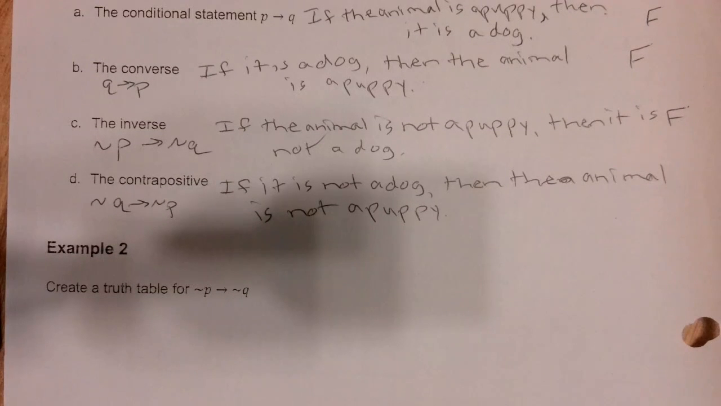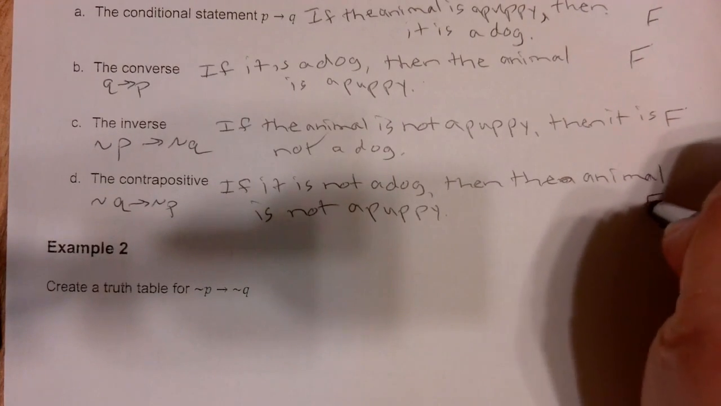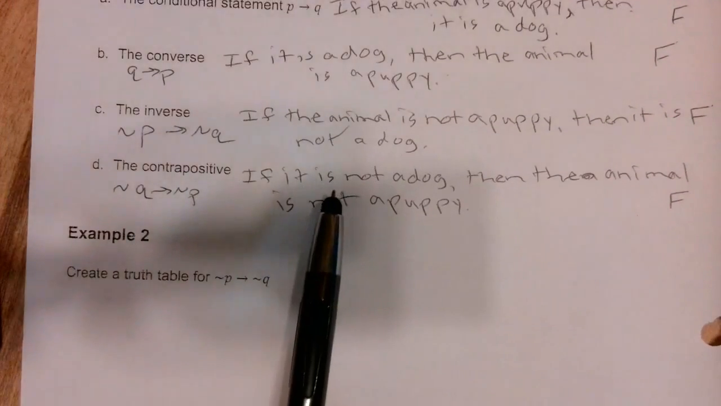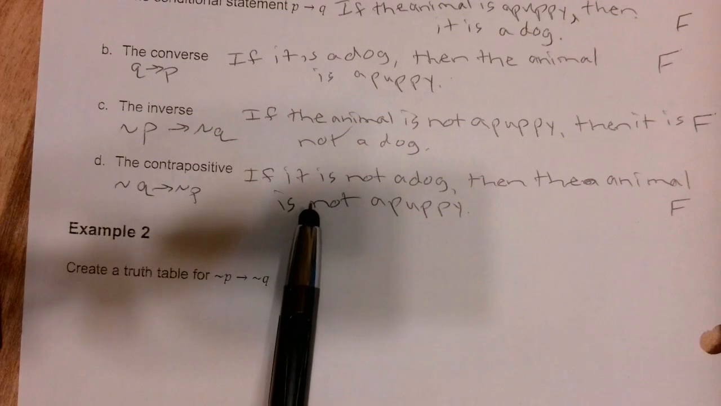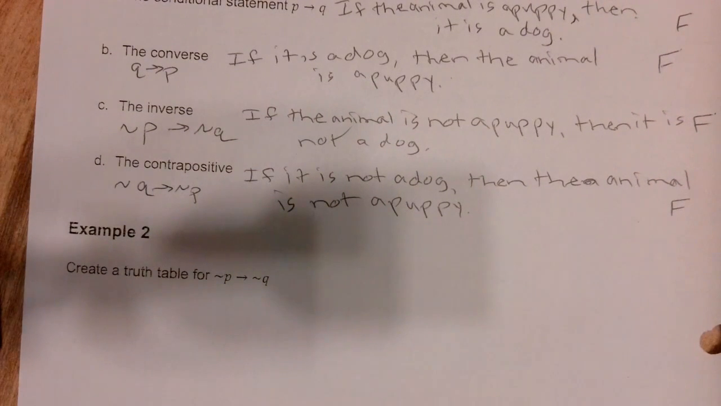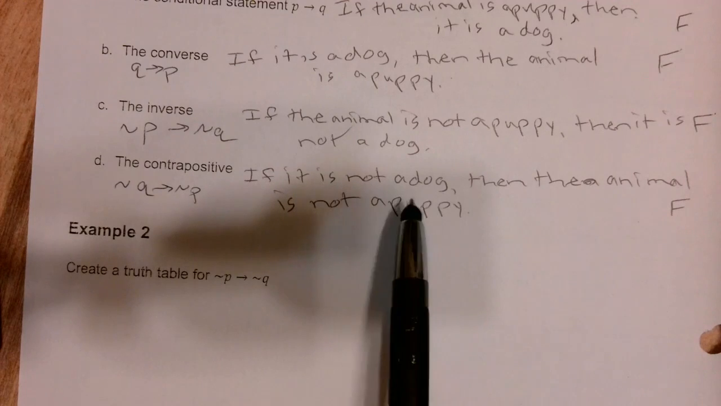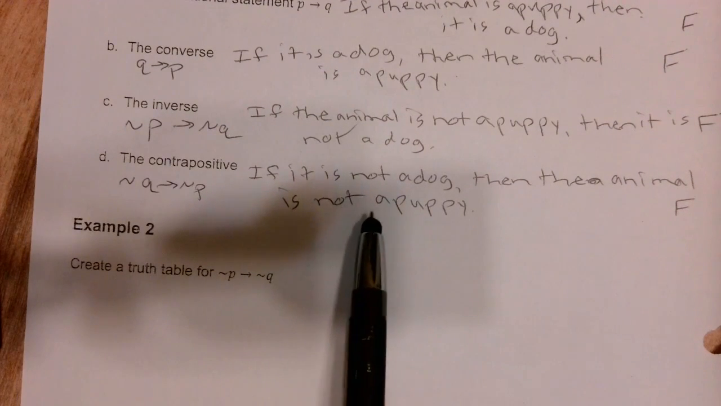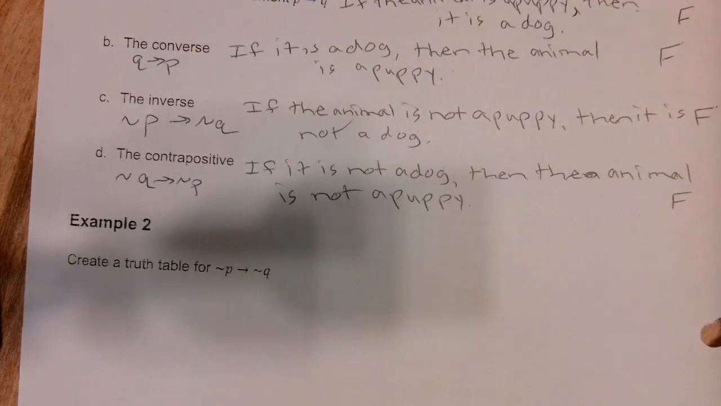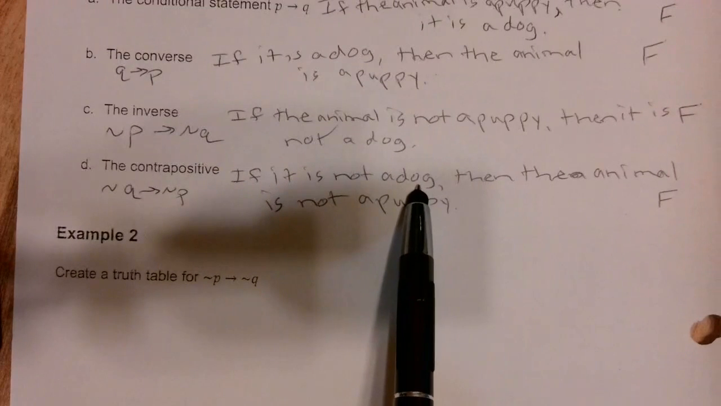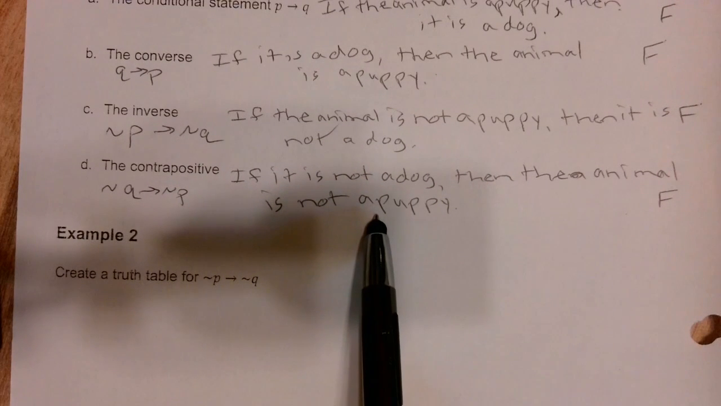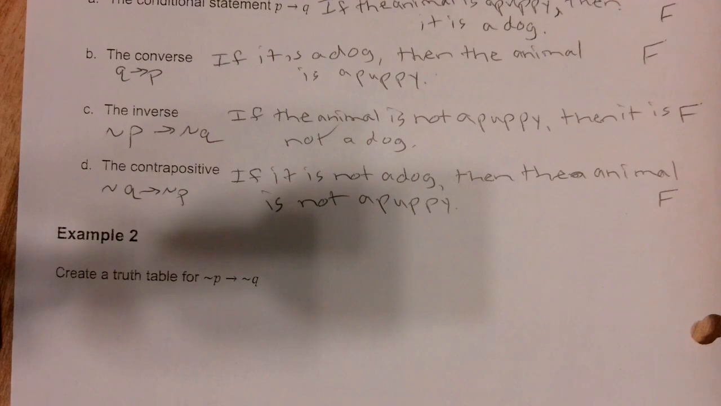The next one, if it is not a dog, then the animal is not a puppy. This is false because there could be an animal that is not a dog, but could still be a pup, like the baby shark. It's not a dog, but it is a puppy, which makes the statement false. In order for the statement to be true, the first part has to be true, and the second part has to be true. Both must be true.